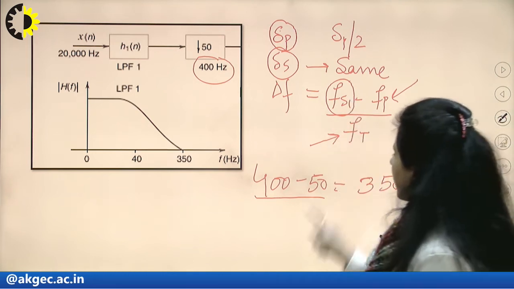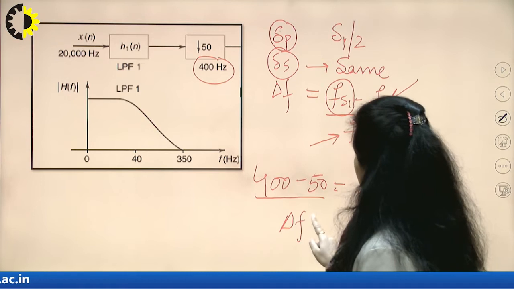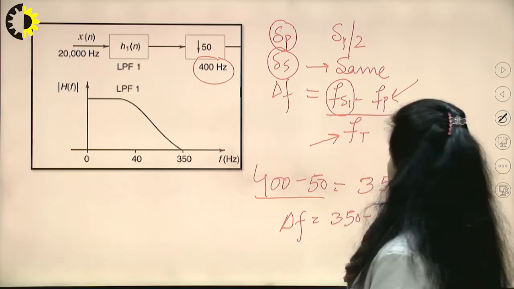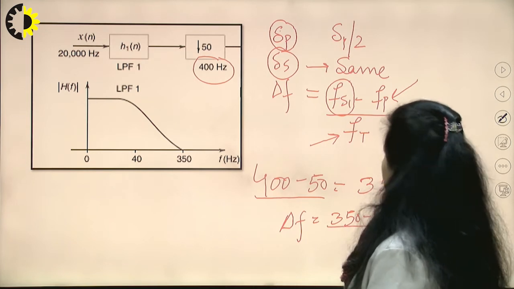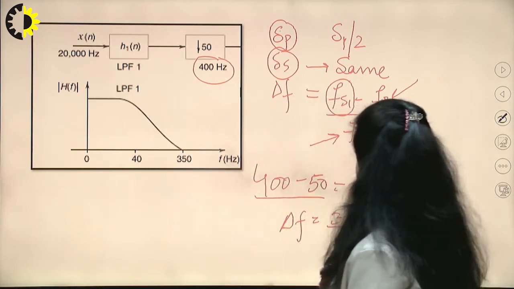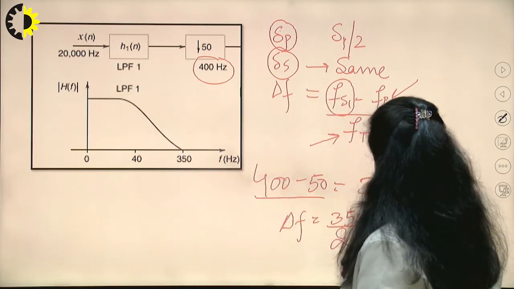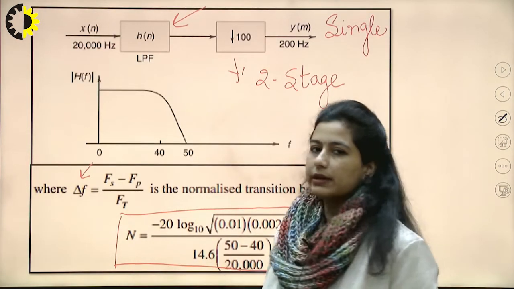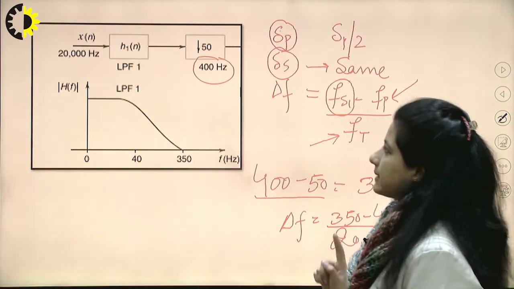So this delta F would come as 350 minus the passband, which is here 40, over the input frequency 20,000. So putting all these values into the given formula, I can calculate the value of N for one stage.